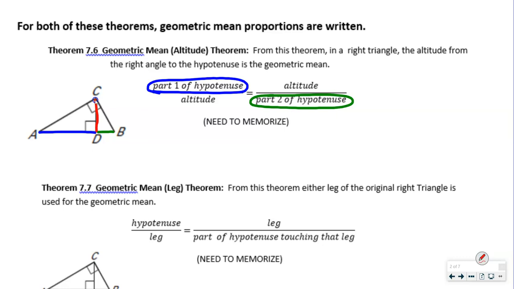So we're going to circle in our altitude. We know that's our red line. So anytime you're given the altitude, you're probably going to want to use this formula. Or if you need to find what the altitude is, you're going to want to use this formula.